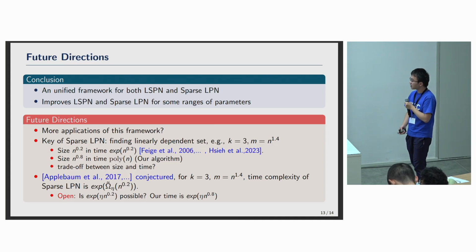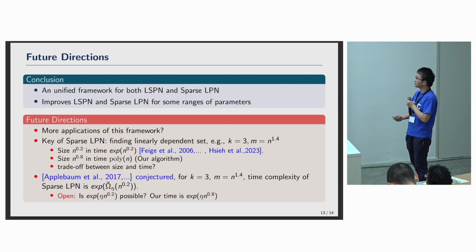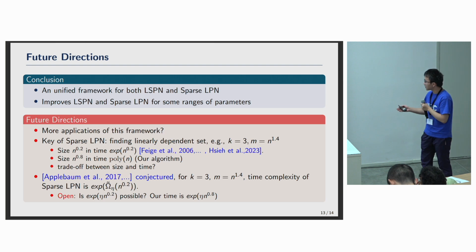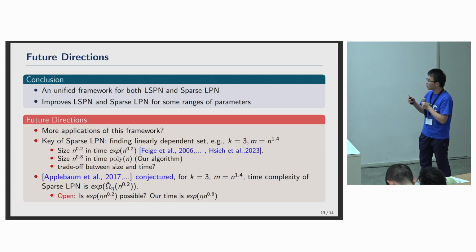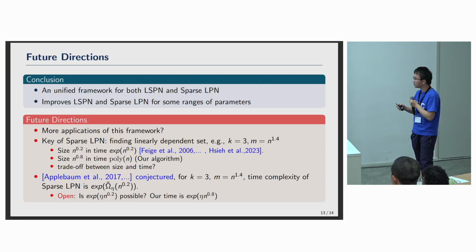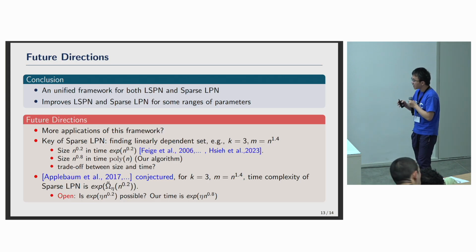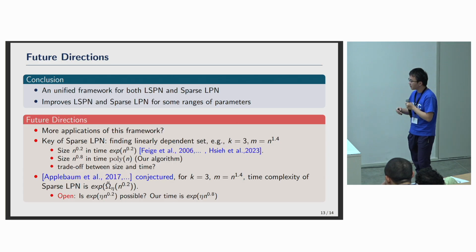Second, the key of sparse LPN is to find a linearly dependent set. For example, for k equals 3 and m equals n to the 1.4, Feige and Shamir can prove that the smallest linearly dependent set is always of size n to the 0.2, and they can find it in time exponential in n to the 0.2. So in our algorithm, we actually find a linearly dependent set of size n to the 0.8 in polynomial time. So we are interested in the trade-off between the size we can find and the time.